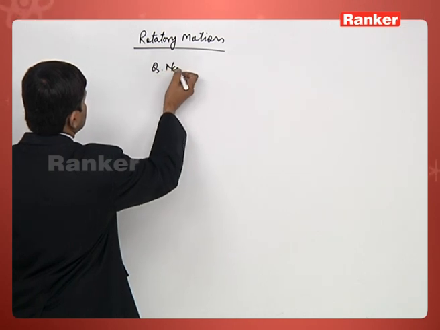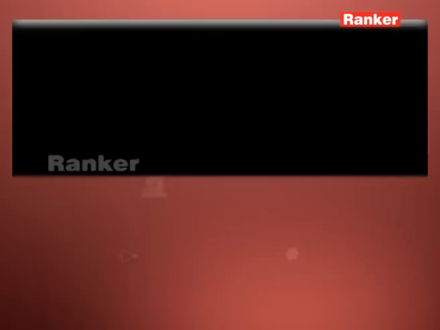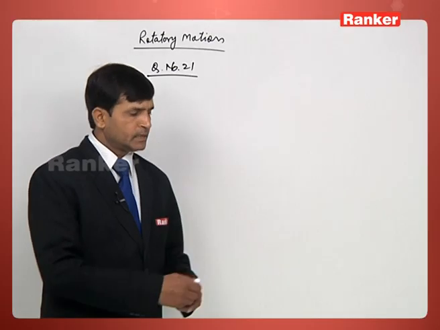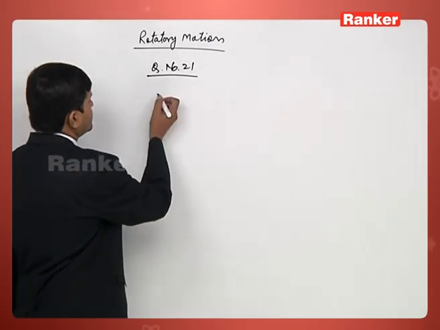Now come to question number 21. A solid spherical ball rolls on a table without slipping. What fraction of its total kinetic energy is associated with the rotational? Option number 1 is 1 by 7, option number 2, 2 by 7, option number 3, 3 by 7, option number 4, 4 by 7. See the solution of this problem.